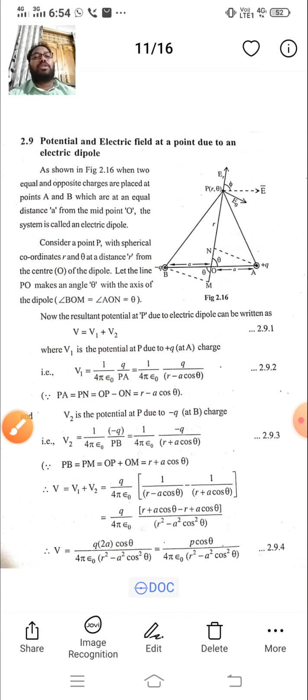The next concept is potential and electric field at a point due to an electric dipole. First we need to know what an electric dipole is.